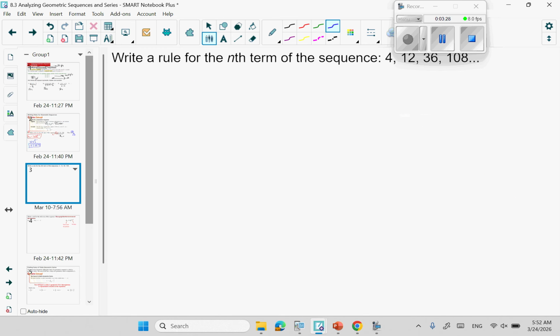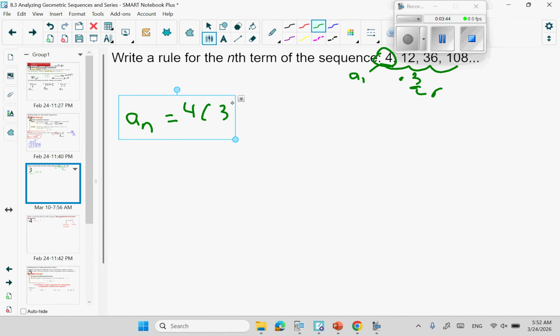Next. Write a rule for the nth term of the sequence. So again, I'm seeing that it's multiplying by 3, and 4 is going to be my a sub 1. This is my r. So we're going to get a sub n equals 4 times 3 to the n minus 1.